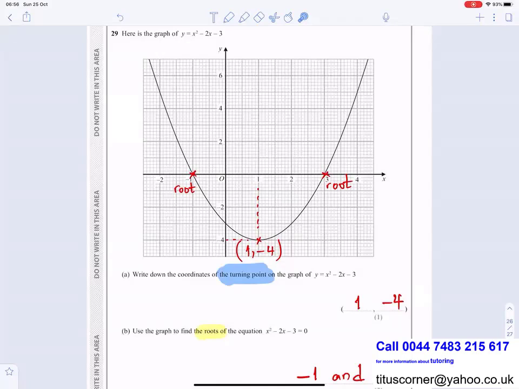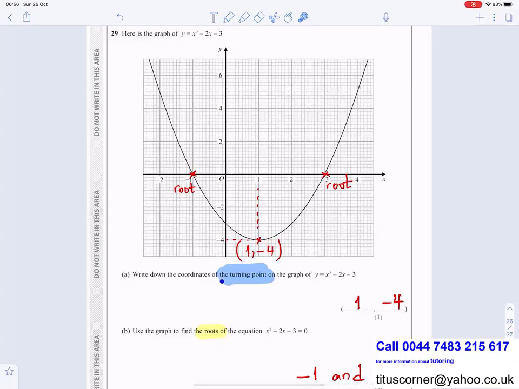Question number 29. Here is the graph of y equals x squared minus 2x minus 3. So that's the U-shaped graph. It's a parabola. That's the x-axis, the y-axis. It crosses the x-axis at this point, crosses it at this point, and that's the minimum point, the lowest point.